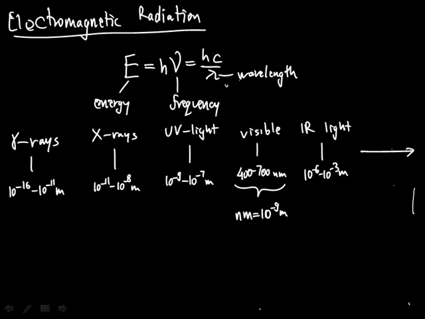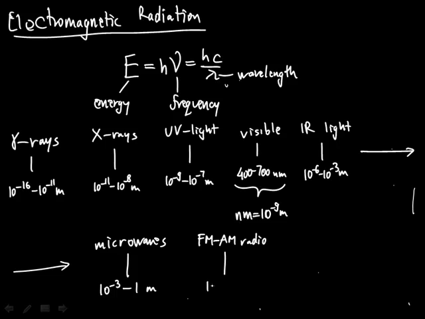Going even further to lower energies, microwaves follow IR light, and microwaves are about 10 to the minus 3rd to about 1 meter in wavelength. After that comes the radio, and you'll notice that FM and AM radio frequencies, if you listen carefully, will be 94.3 megahertz or something like that. That is basically the frequency of that light. From that, I would urge you to do this exercise and calculate the wavelength of that light. If you do that, you'll see that the wavelength is somewhere on the order of meters, between 1 and 100 meters for FM and AM radio, and those are the ones that we're using the most.